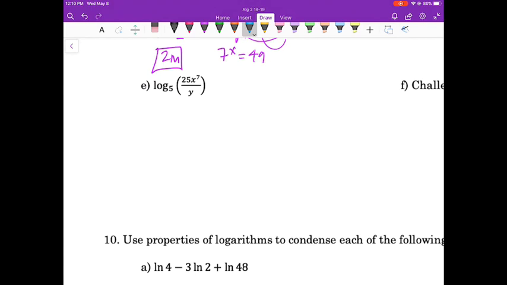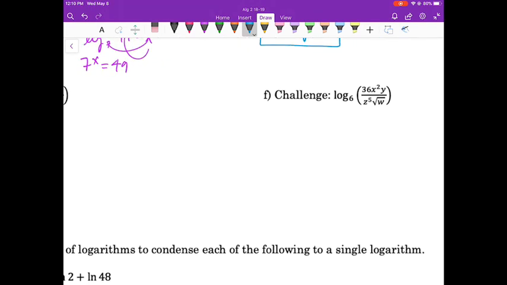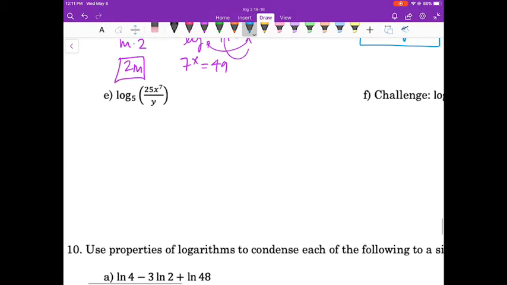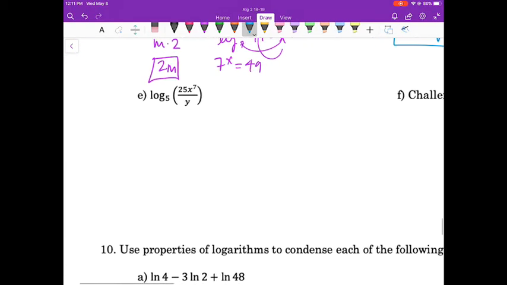Last one that I'm going to walk through, be sure to check your answer to the challenge problem because that's good practice, but I won't take the time to walk through it. It's just a combination of all our power, quotient, and product properties for logarithms. So example E, though, we can work through that.